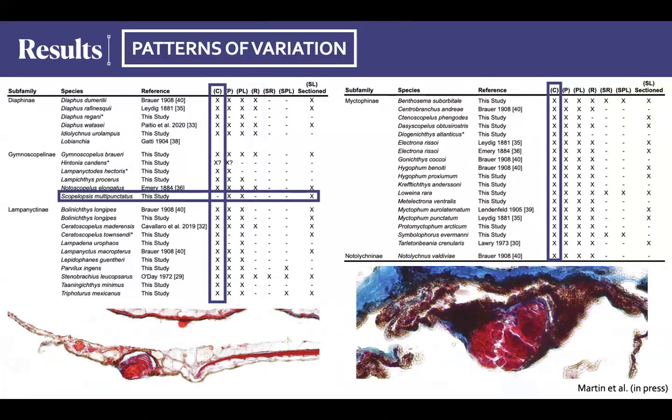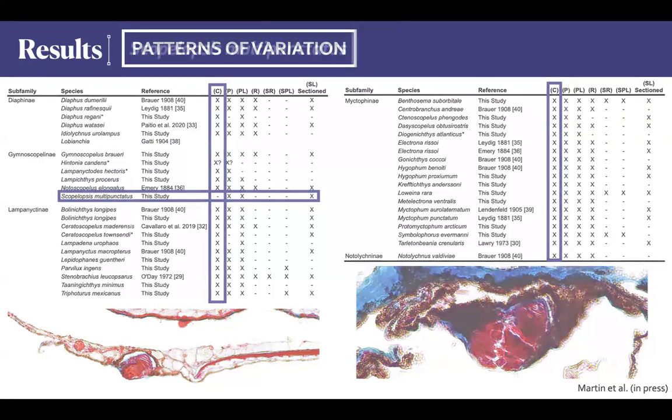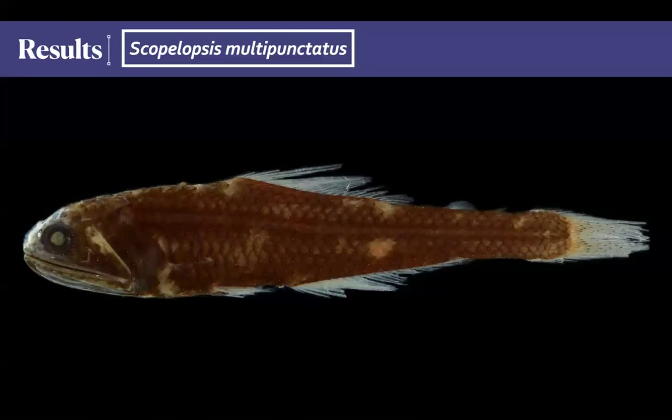So this fish, called Scopelopsis multipunctatus, had a much more simplified light organ than all the other lanternfishes. These are some images here. You can see it doesn't have that scale cup. All of this photogenic tissue is just embedded into the skin, and it's the only species that doesn't have that scale cup. So what's going on with Scopelopsis?